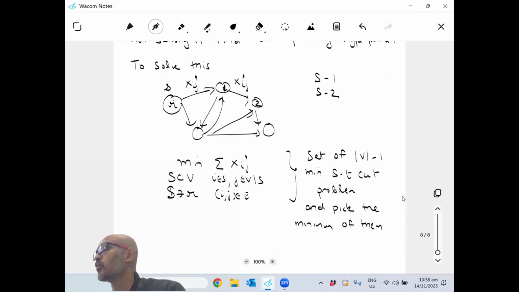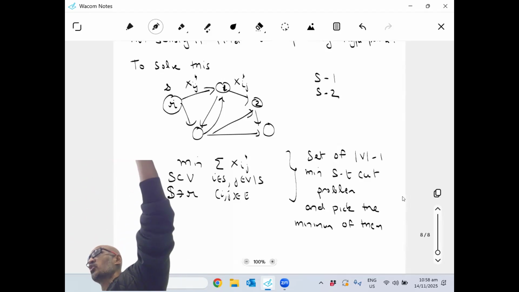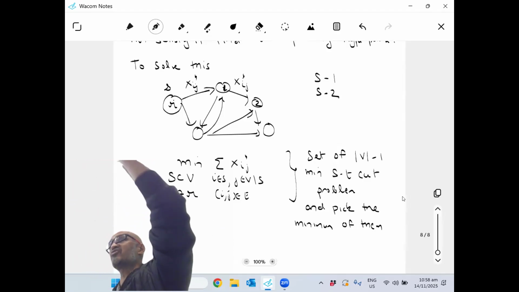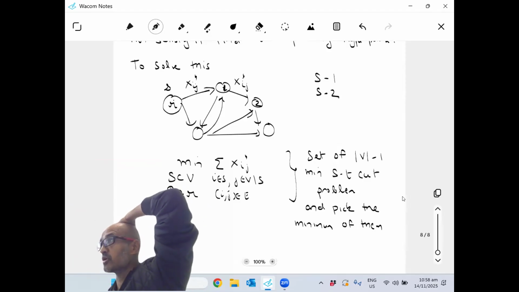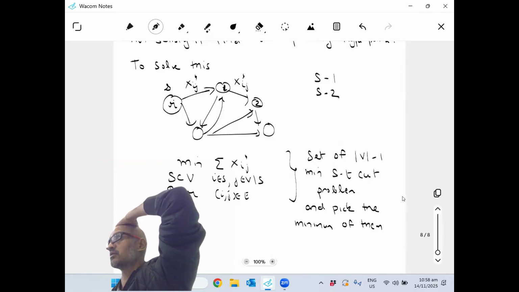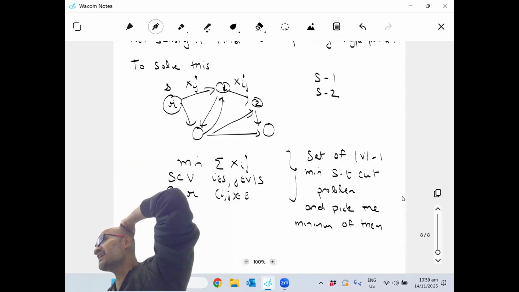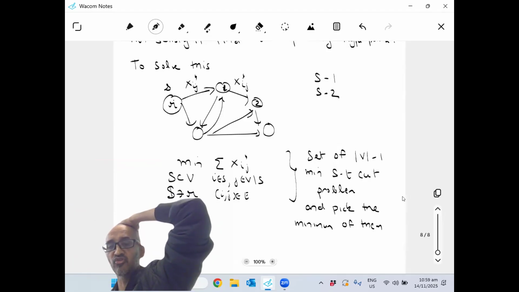Is it clear? What is this problem doing? It's just creating a cut, right? A cut which contains a node R. And the other side can be anything. So I'm just trying out different sink nodes. I have got a total of V minus 1 sink nodes. For each of them, I find the minimum ST cut and I pick the minimum of this. But what is minimum ST cut? That's an easy problem. That's network flow. We studied max flow min cut. This is solvable in polynomial time.